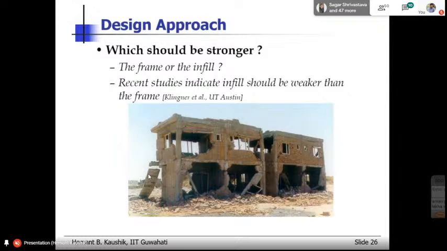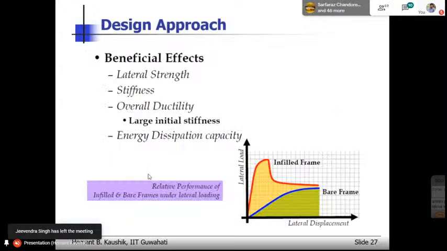The infill was so strong that because of that, the infill failed. Along with that, it forced the columns also to fail. So infill should always be weaker than the frame. That is what we have found out.